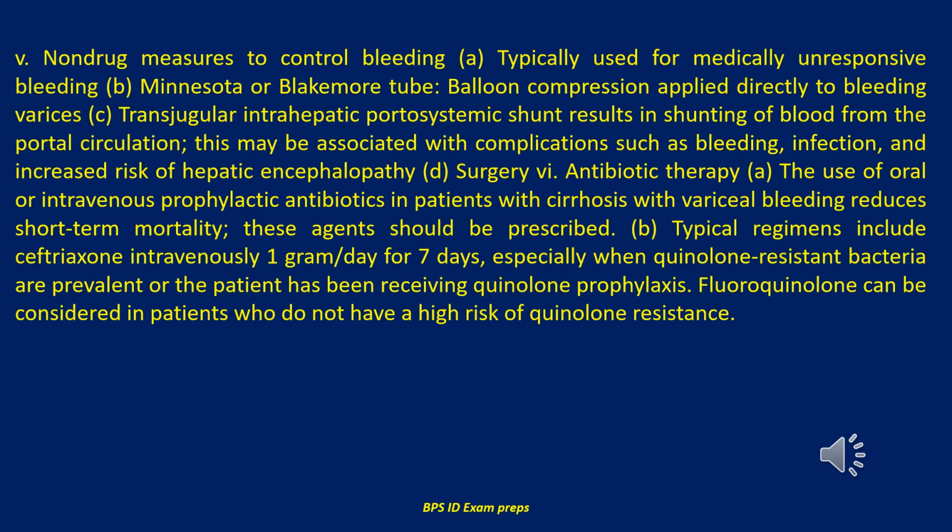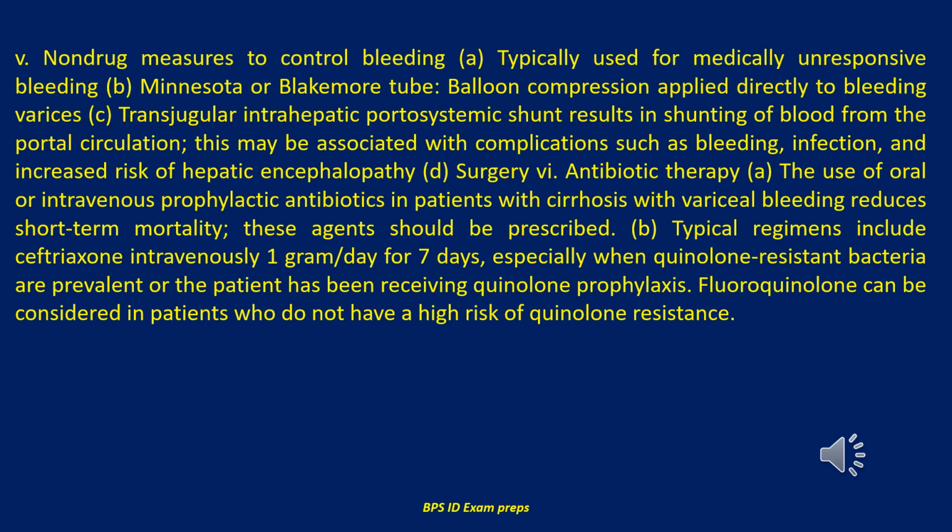5. We will now look at the non-drug measures to control bleeding. A. They are typically used for medically unresponsive bleeding. B. Minnesota or Blakemore tube, balloon compression applied directly to bleeding varices. C. Transjugular intrahepatic portosystemic shunt results in shunting of blood from the portal circulation. This may be associated with complications such as bleeding, infection, and increased risk of hepatic encephalopathy. D. Surgery can also be used.